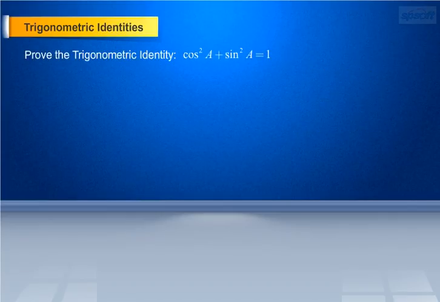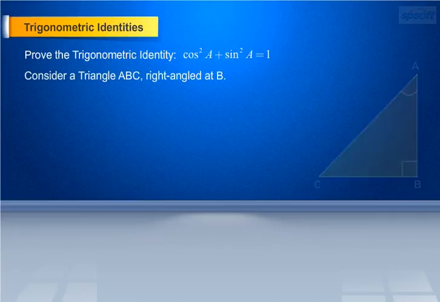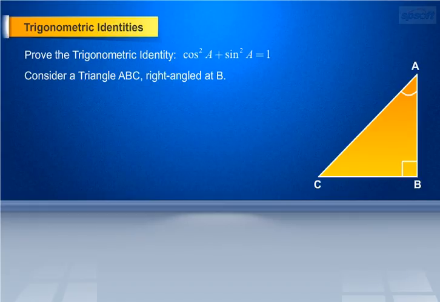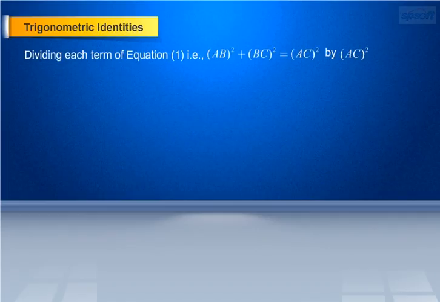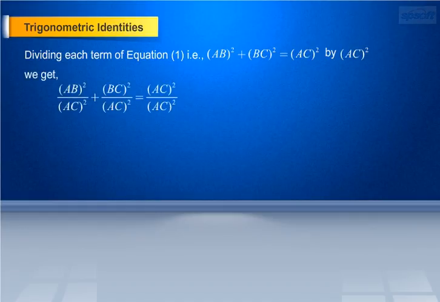Let us prove the trigonometric identity cos square A plus sin square A equals 1. Consider a triangle ABC, right-angled at B. By applying Pythagoras theorem, we have AB whole square plus BC whole square equals AC whole square, make it as equation 1. Dividing each term of equation 1 by AC square, we get AB whole square by AC whole square, plus BC whole square by AC whole square, equals AC whole square by AC whole square.